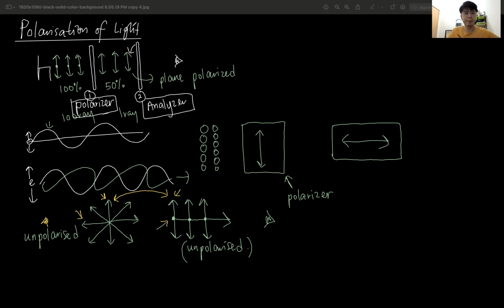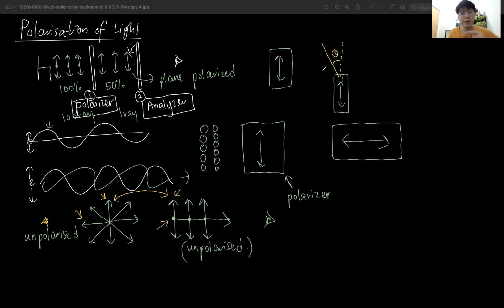Now, when you rotate, the intensity will also decrease. So it's like this. You have the first polarizer vertical, the second polarizer also vertical, but this one you can rotate with an angle like this. Sorry about my drawing. Let me make it better. Okay, so you have this, and then like this. So this one you can rotate.